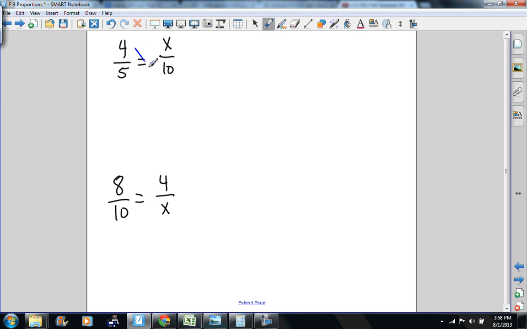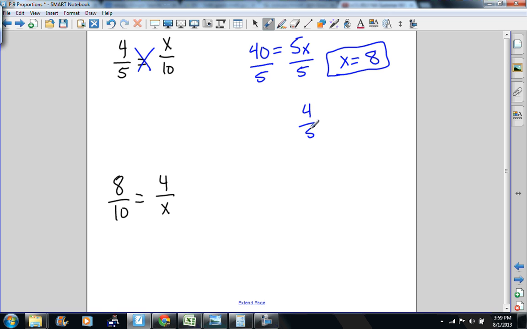So cross-multiplying through here, 4 times 10 is equal to 40. 5 times x is equal to 5x. And now we just have to divide by 5. So x equals 40 divided by 5, that's 8. To check our answer, we just plug it in, 4 over 5 equals 8 over 10. And we just multiplied by 2 to get to them, so that is correct.